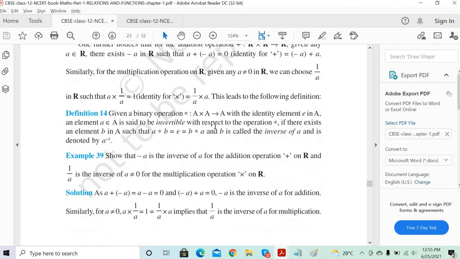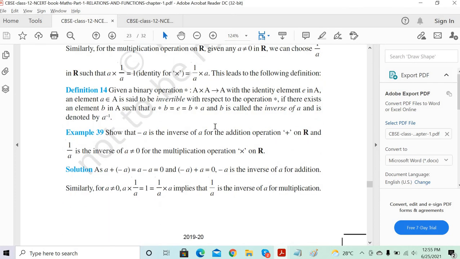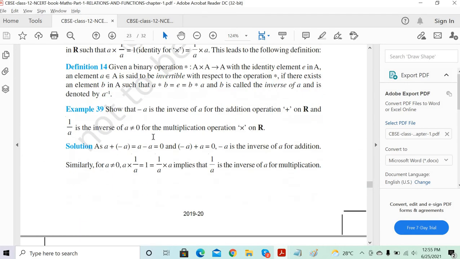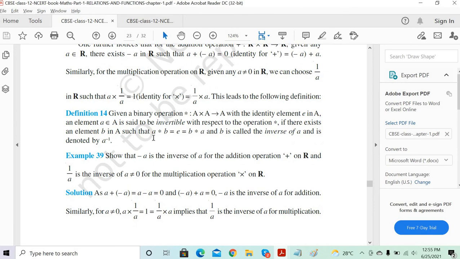Okay, let's go to the definition for 14 now. This is the last definition for you in the binary operations.